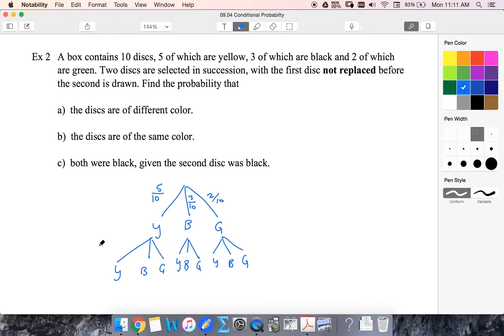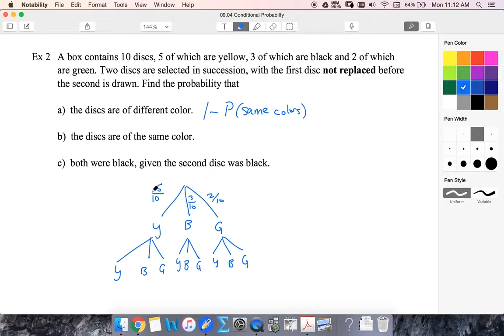And so 2 different colors means I could have yellow, yellow, black, yellow, green, black, yellow, black, green, green, yellow, green, black. Or I can think of it as being 100% minus the probability that I have the same colors, which would be yellow, yellow, black, black, or green, green. So that's 3 options versus 6, so I'm going to calculate those 3.